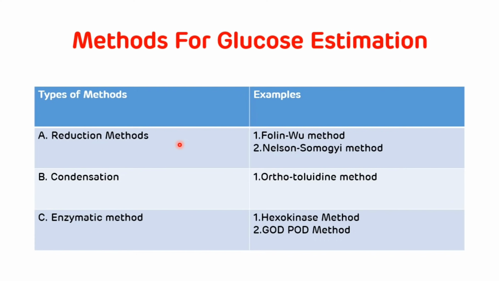The only advantage of the reduction method is that it is cost effective as compared to the enzymatic method, but nowadays the frequently used method for glucose estimation is the enzymatic method, and in the enzymatic method, examples are hexokinase method and GOD-POD method. In this video, we will also discuss the principle of hexokinase method, and why hexokinase method is better as compared to the GOD-POD method.